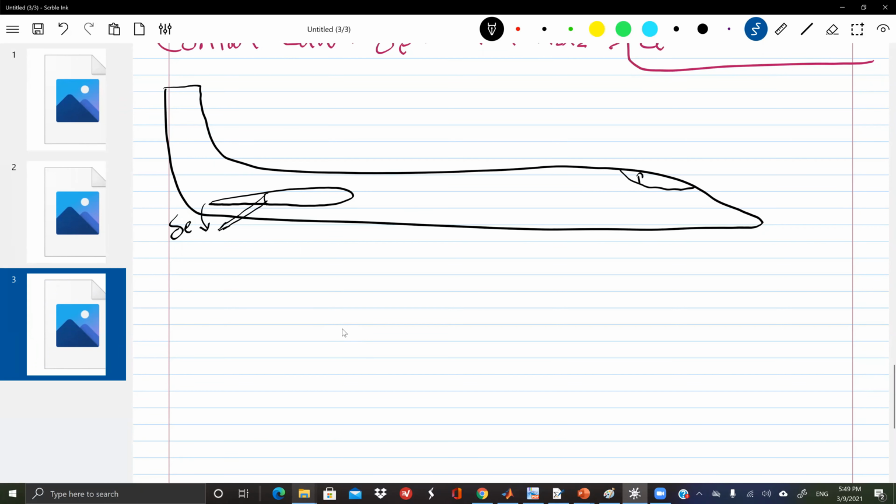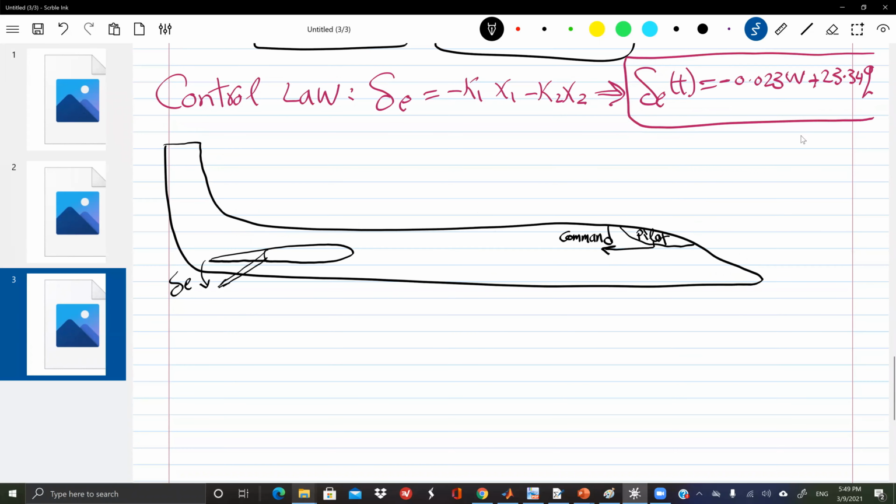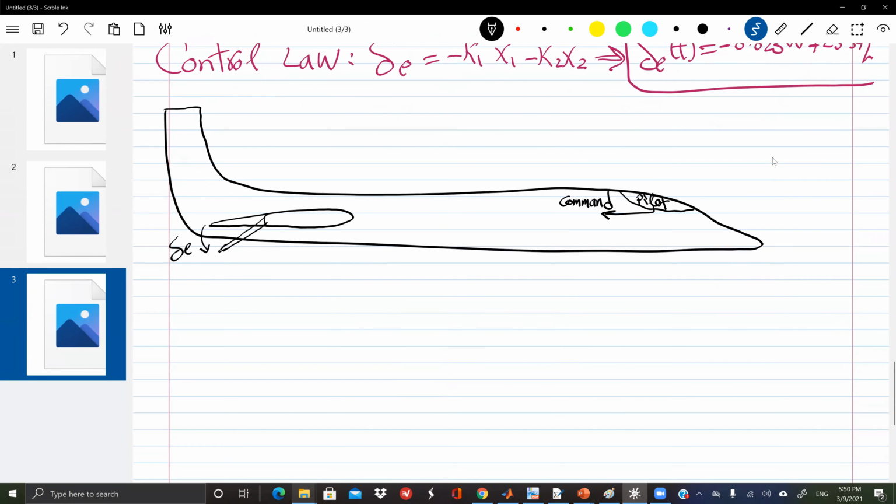This is your pilot who is giving a command, doing some maneuver. Now, in addition to the pilot command, you're doing something for feedback control. But this feedback control requires what? Requires measuring states, measuring W. What is W? W is simply a constant times alpha. So let's measure alpha together.